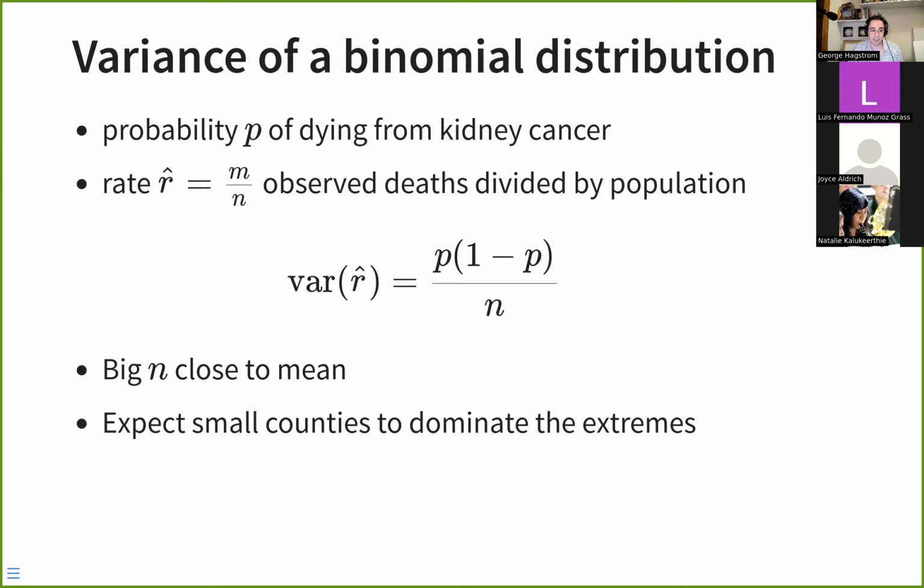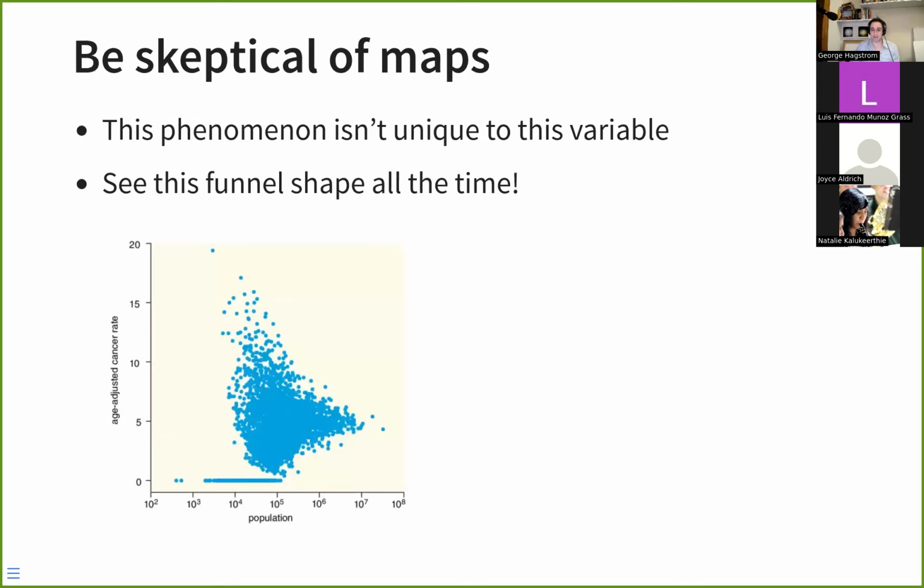And it doesn't matter if it's kidney cancer; it could be for anything. So here's a plot of the age-adjusted kidney cancer rate by county versus the population of those counties, and you can see exactly what I'm talking about.